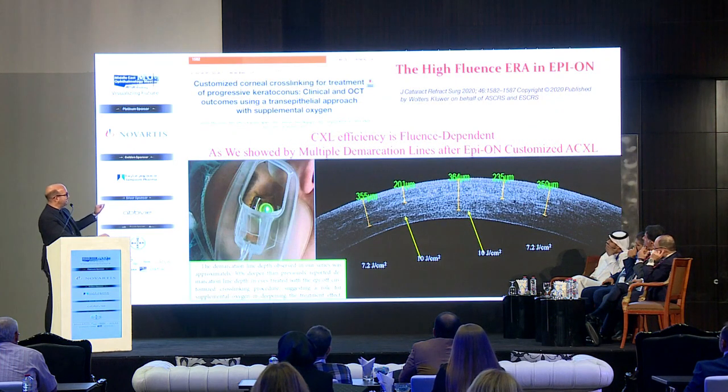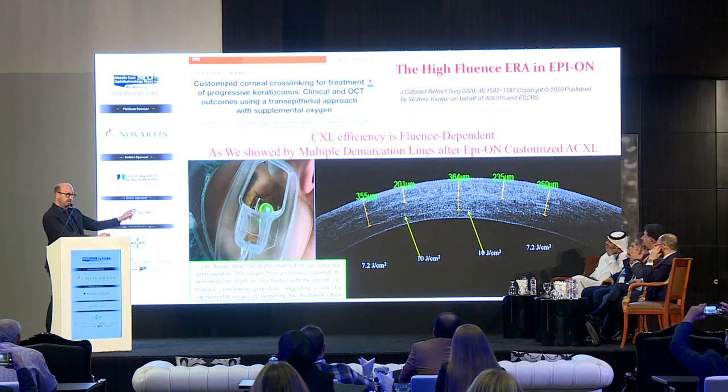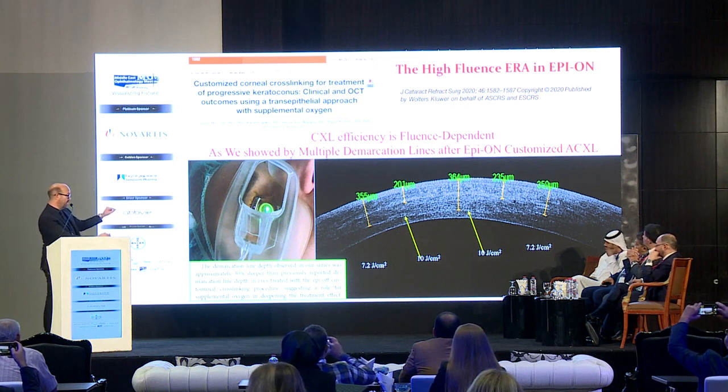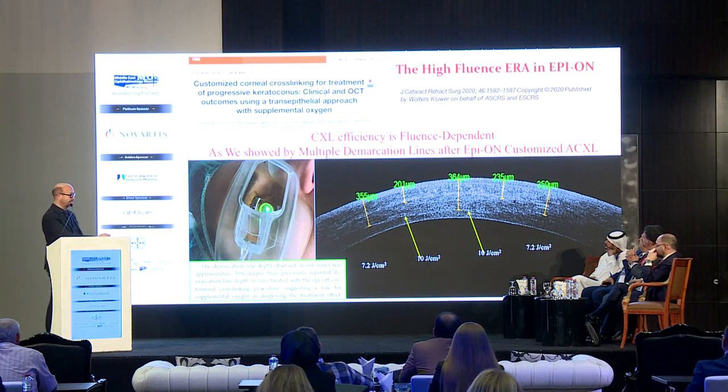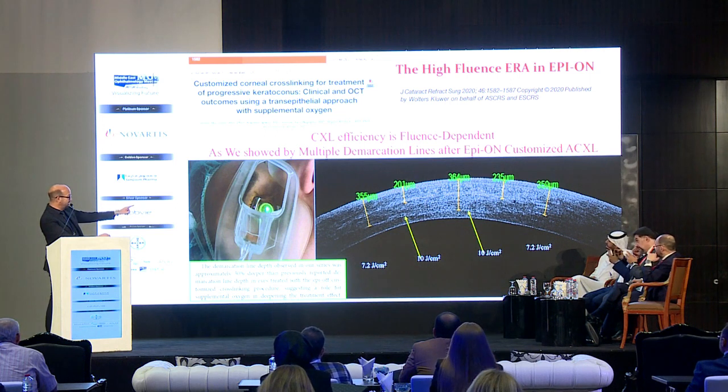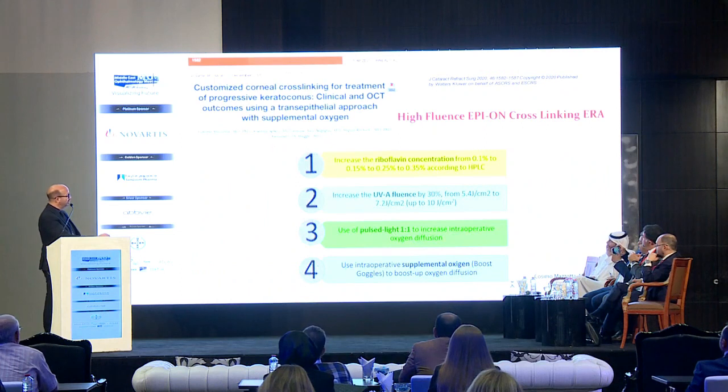This is the first study I published using epi-on customized with 2 fluences, 7.2 and 10. And you can see also in epi-on with supplemental oxygen, in this case with the oxygen mask, oxygen boost goggles, you can have 2 kinds of demarcations. The first is more superficial with 7.2 and the second with 10.